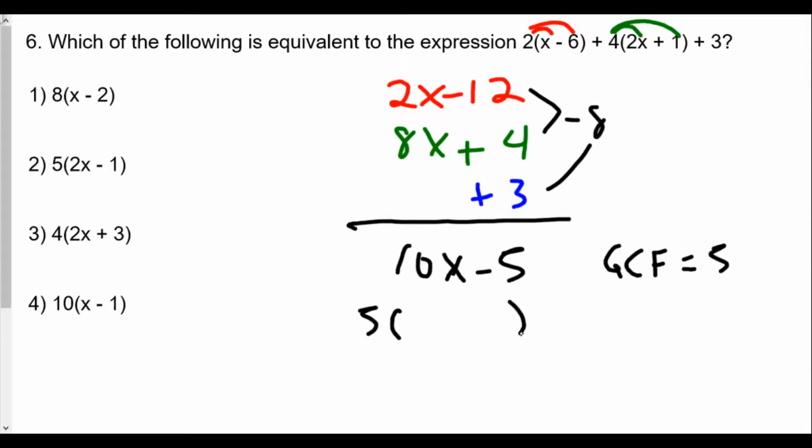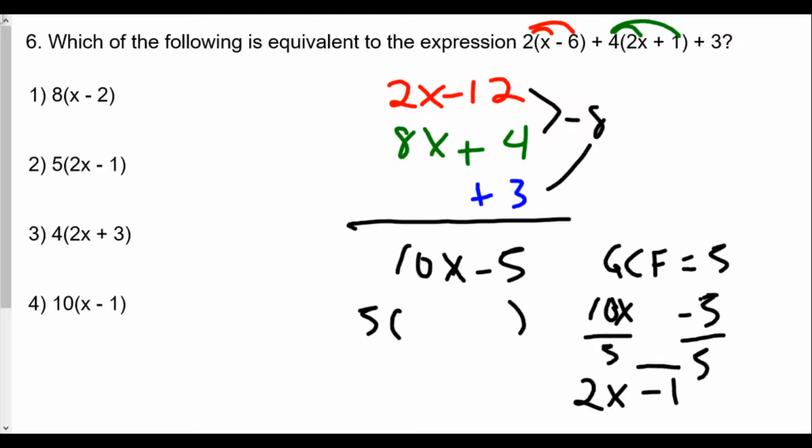Now the remaining factor, well, how do we find that? We'll take each of the terms, 10x, and divide by the GCF, which is 5, and the -5 divided by 5. Well, if we do that, 10x divided by 5 is 2x. And -5 divided by 5 is -1. So therefore, this goes in here. So we have 2x minus 1.